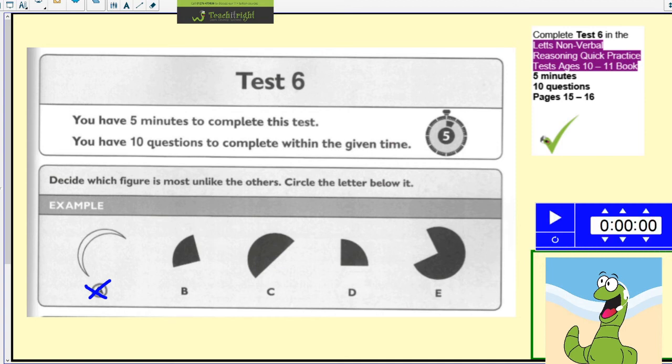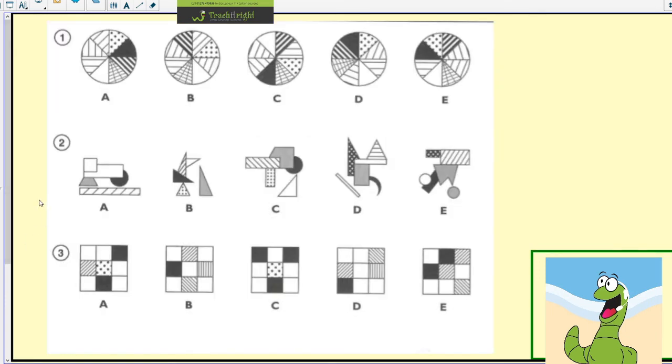Right, guys, that's it. Let's run through the answers now as a team. So the first set of answers, 1, 2, and 3. Question 1 is B. Question 2 is B. And question 3 is E. So let's go through and talk about why.